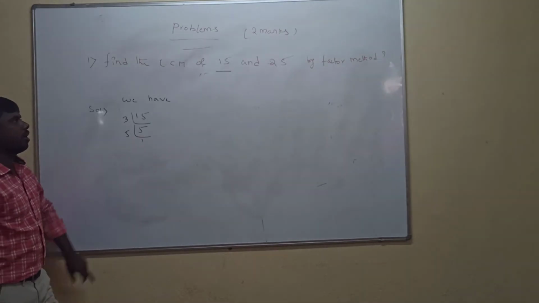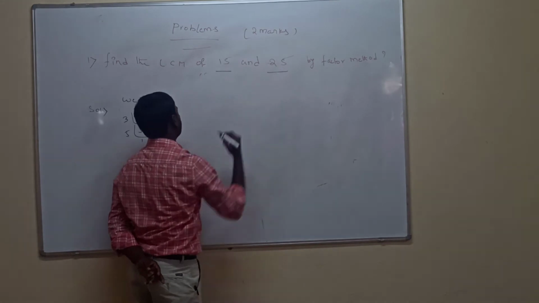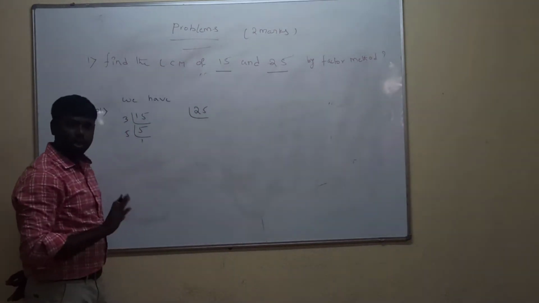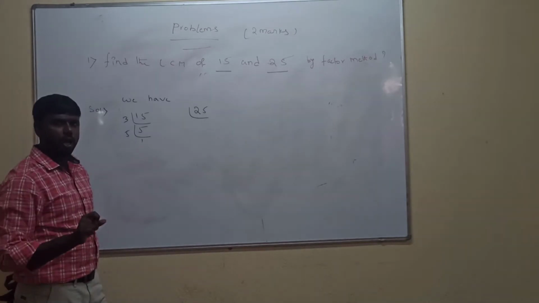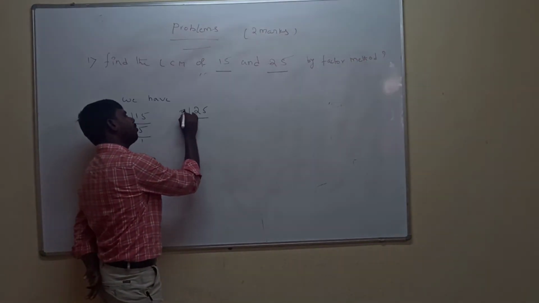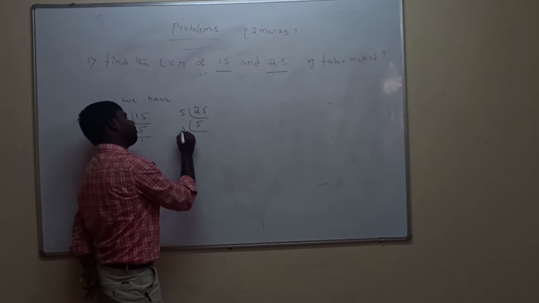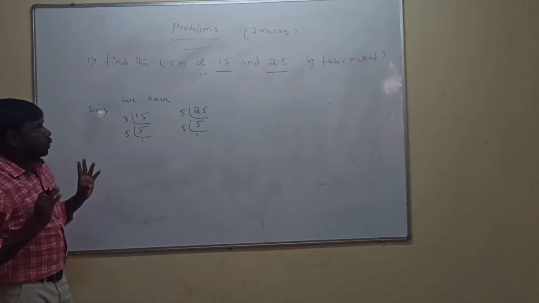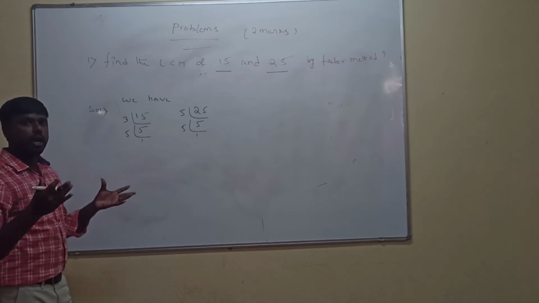So stop the division. What is the second number? 25. Now for 25, 2 is not usable, 3 is not usable, 5 works. So we take 5. 25 divided by 5 is 5, and 5 divided by 5 is 1. So the two numbers are divided separately.